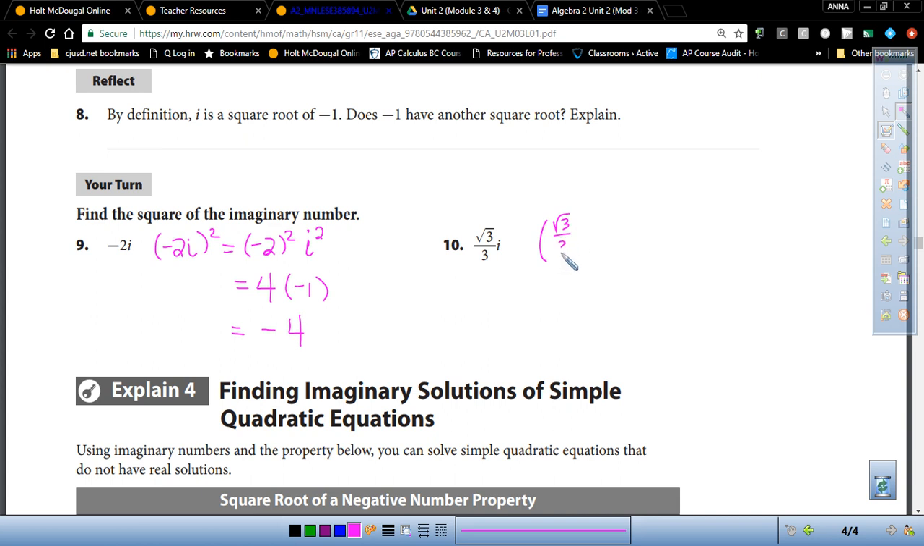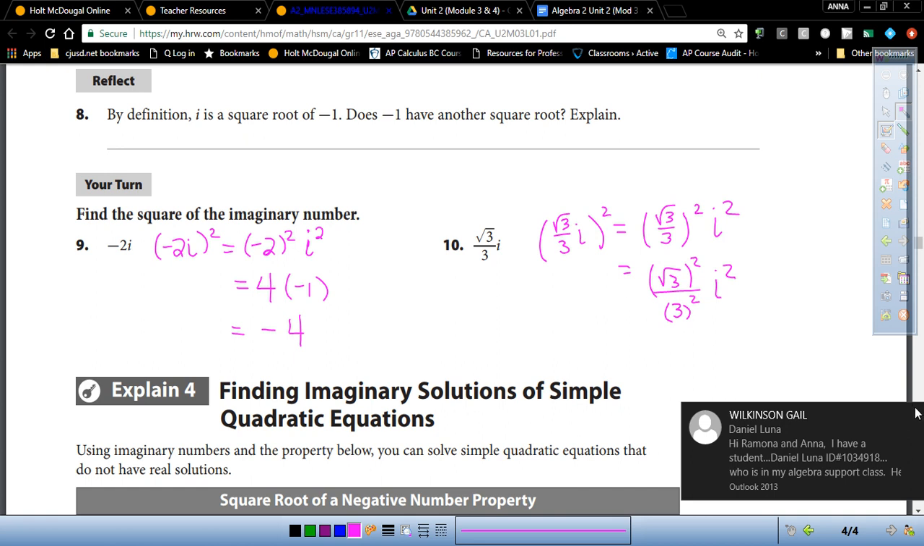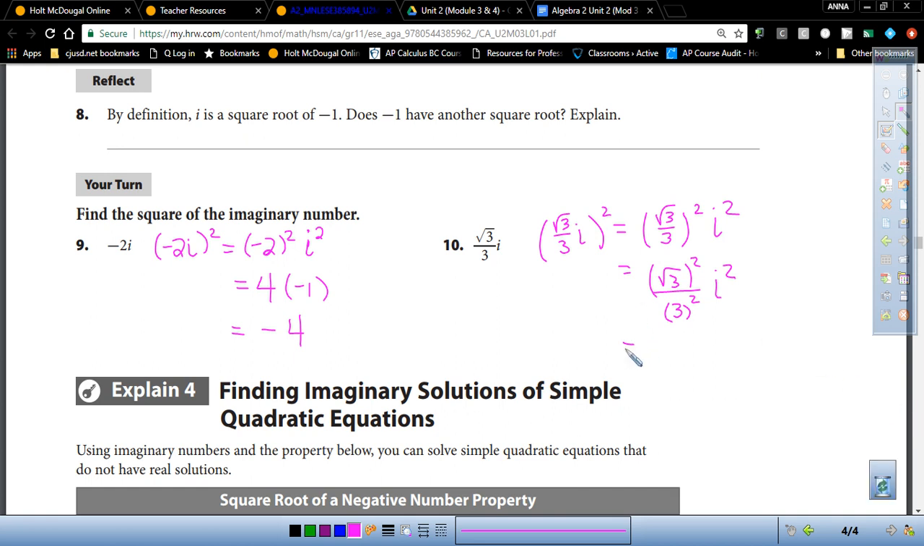Alright, so we have root 3 over 3i, and we're going to square it. So that's radical 3 over 3 squared, i squared. Now when you have a fraction being squared, that's a quotient, and there's also the power of a quotient property. So it becomes radical 3 squared over 3 squared. So the square goes to both the numerator and denominator. And radical 3 squared is 9, and 3 squared is 9.